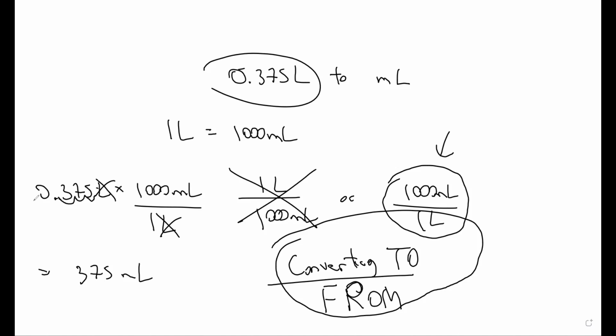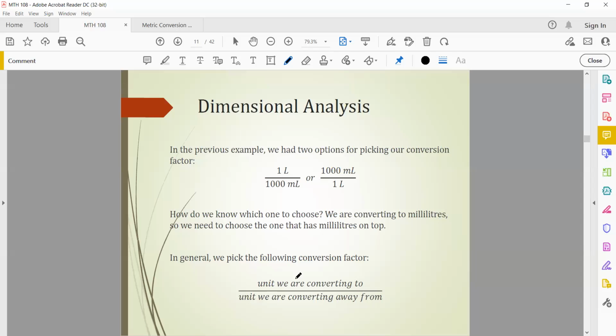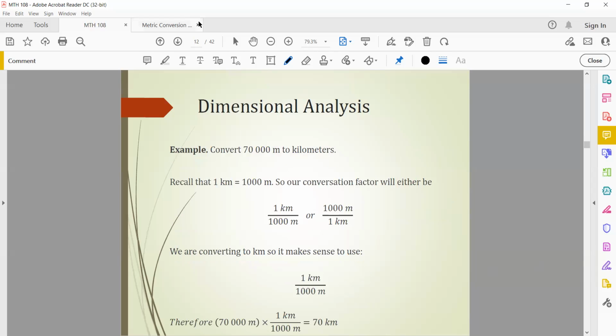Okay. Let's do another example. Oh, and I'll move to the slides for a second. It just further clarifies the format for this. On top of the fraction is the unit we are converting to. On the bottom is the unit we are converting away from. Okay, let's go back to a whiteboard.